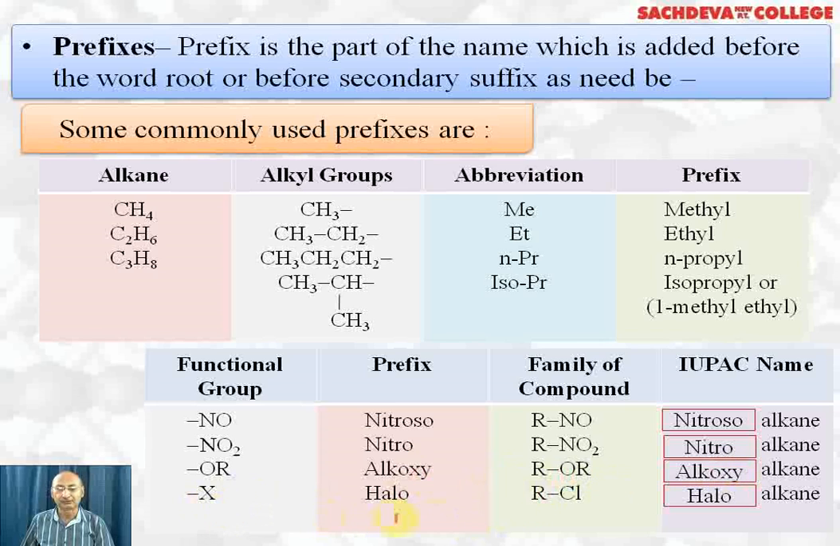X is halo. RCl will be haloalkanes or chloroalkanes. If it is Br, it will become bromoalkanes. I will become iodoalkanes. And if it is F, we call it fluoroalkanes. All of them are called haloalkanes.